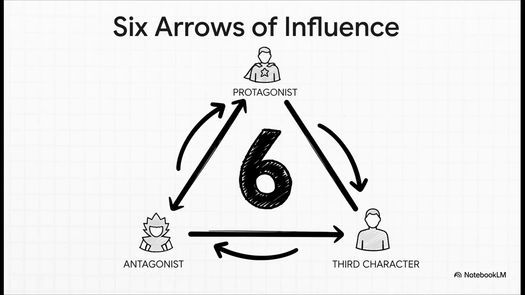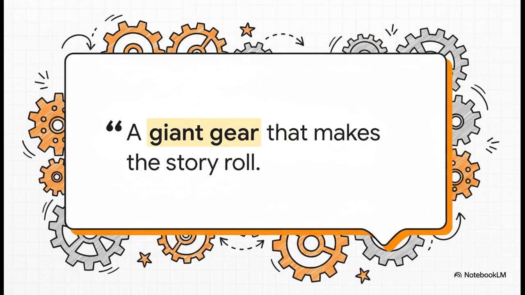And here's the really cool part. These are not one-way streets. This represents a constant, mutual influence. You know, the protagonist affects the antagonist and bam, the antagonist pushes right back. The third character influences them both and is totally influenced in return. It's this perfect, closed, dynamic system. It's been described as something like a giant gear that makes the story roll, and that's exactly what it feels like. Once you set these relationships in motion, the story pretty much starts to power itself. It just gains this incredible, unstoppable momentum.